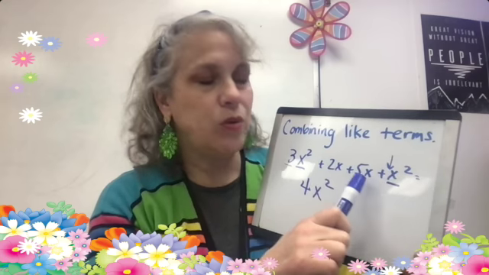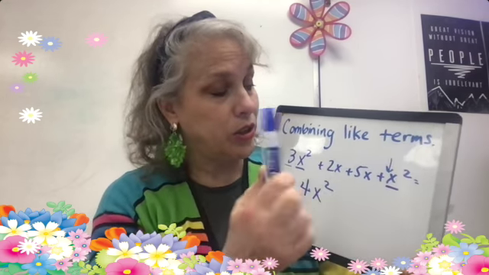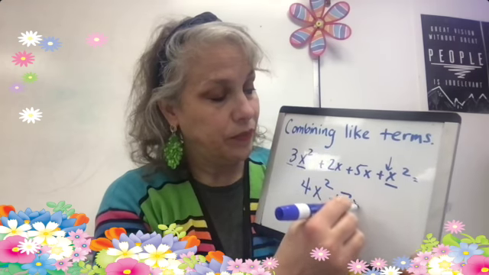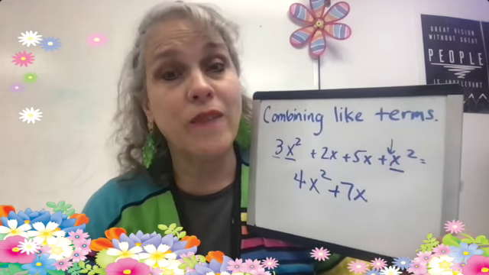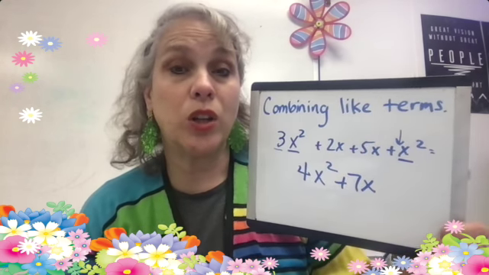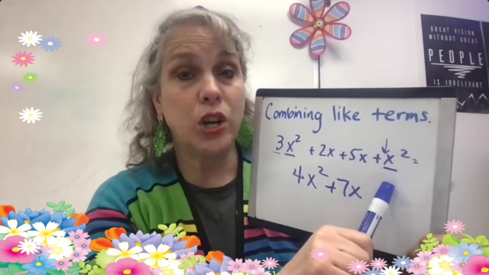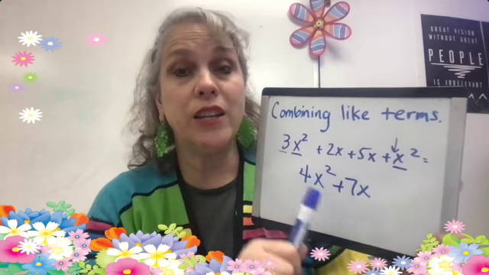And now I have 2x plus 5x, those are like terms. So 5 plus 2 is 7x. And that is my final answer. I cannot reduce it any smaller. Okay, so I took these 4 terms and I combined the terms that are alike. And then I had to end it at that point.